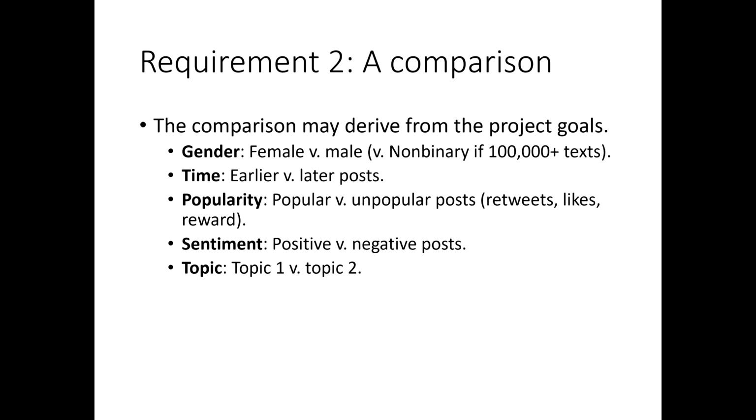The second requirement is some kind of comparison to apply to your texts. Your comparison might derive from your project goals. Your project might involve a comparison, such as gender. You might be interested in male versus female differences, or male versus female versus non-binary differences in the authors of the texts. You might be interested in time, earlier posts versus later posts, or posts in one time period versus posts in another time period.